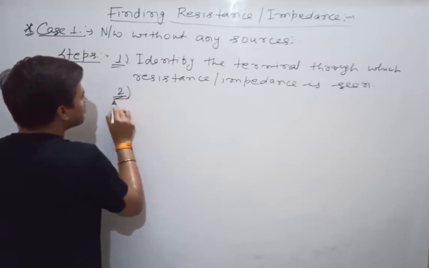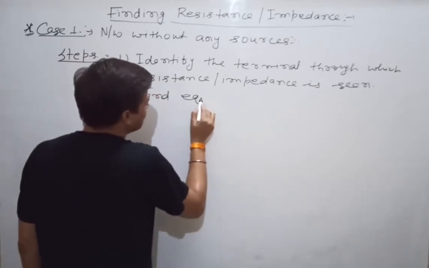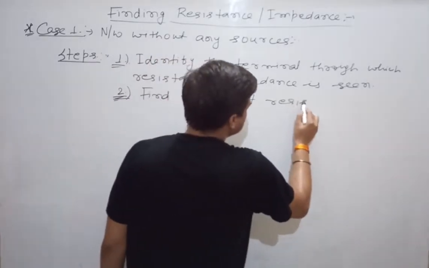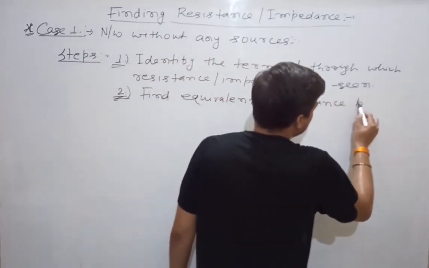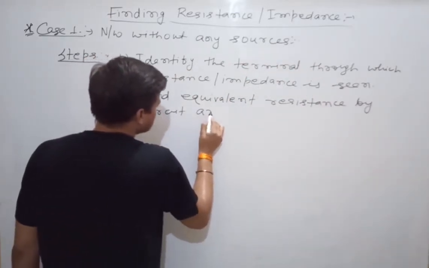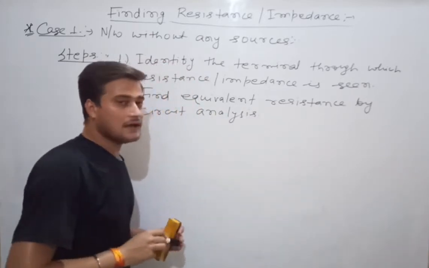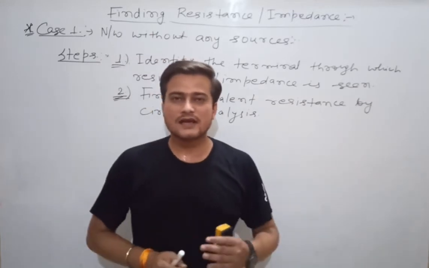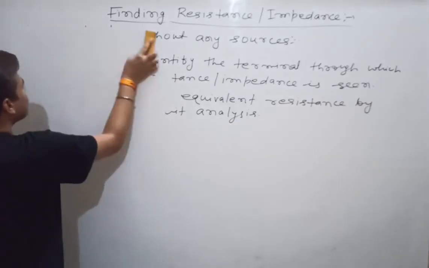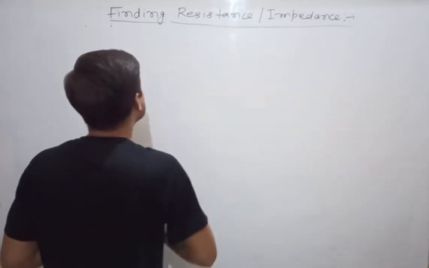Second one is find equivalent resistance by circuit analysis. Find the equivalent resistance by circuit analysis. So next, let us discuss some problems on this so that this concept will be clear to you. So let us take first circuit.